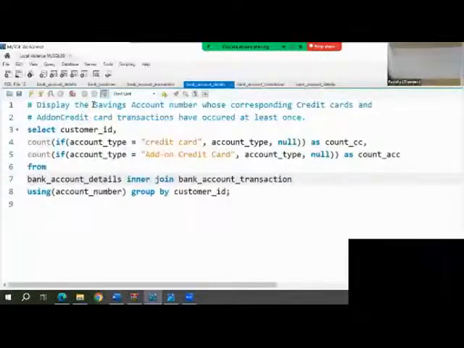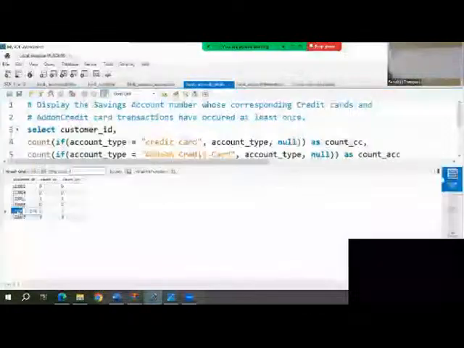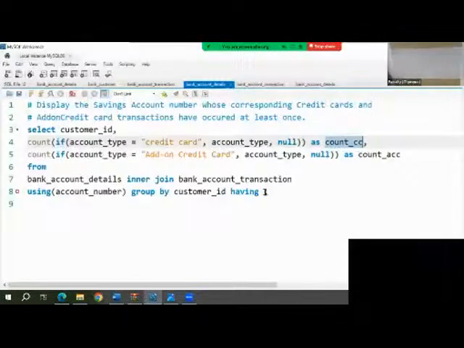They are asking to display the savings account number. They don't want the customer ID. So for example, like we did yesterday, I will write HAVING this count of credit card greater than or equal to 1 and count of add-on credit card greater than or equal to 1. So then I will end up with only this guy. Now I know how to solve this, right?